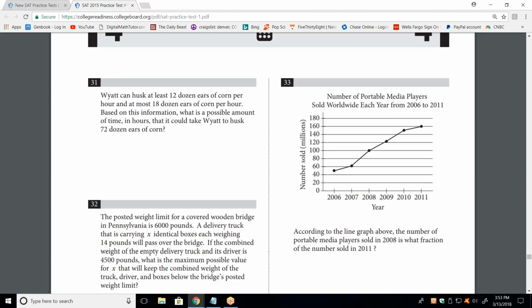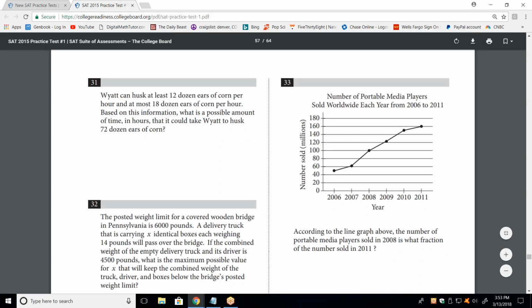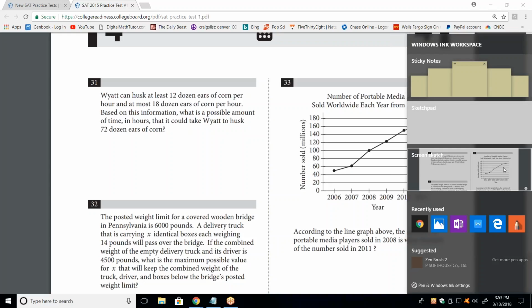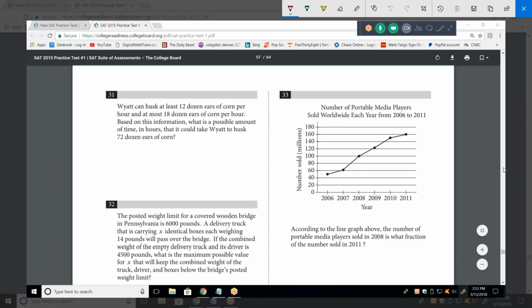$18 per hour. Notice that it says what is a possible amount. So it's not looking for an answer, it's looking for one of many. You don't need a specific answer. You don't need a range even. You just need a number that's in the range. So what's the smallest amount that he might shuck or husk?